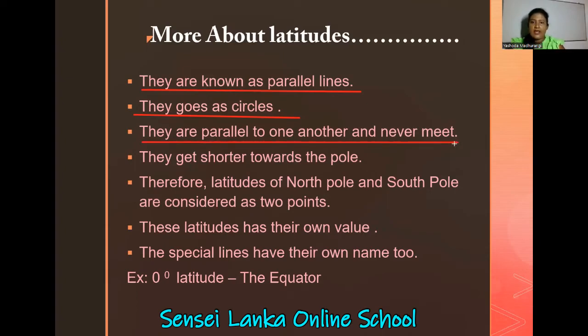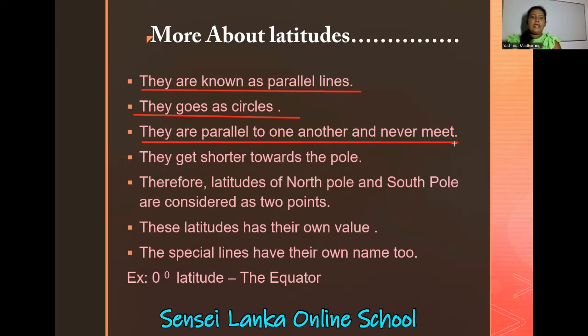They are parallel to one another and never meet. Never meet. Can they meet? See, can they meet? This is one line. This is the equator, the latitude called zero degrees. I will teach them. Then if we draw another line like this around this ball, can they meet each other? No, never. They never meet.